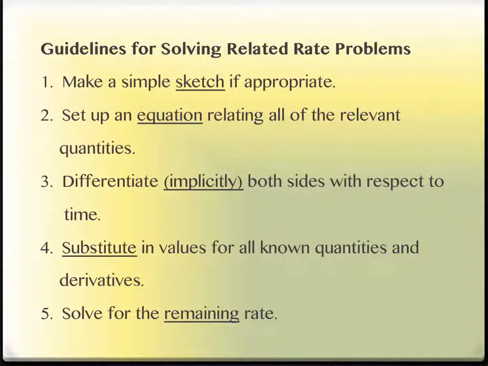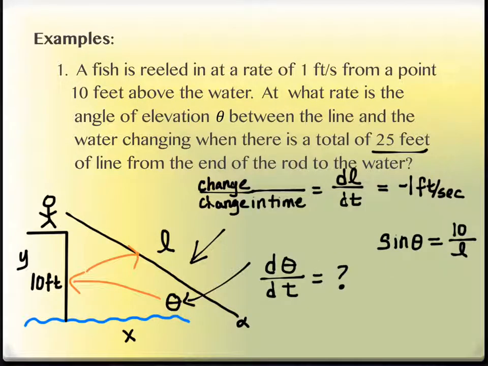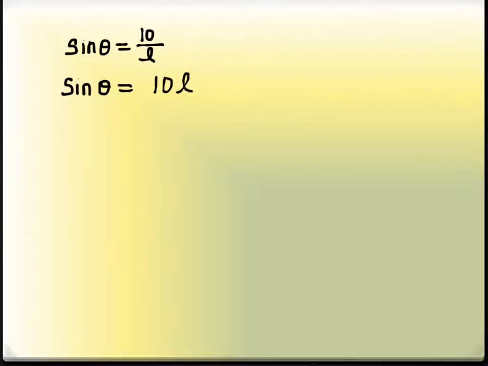Step 3 says that we're going to differentiate implicitly both sides with respect to time. This is where the process is going to change a little bit from what we did before. Okay, I'm going to take this equation. We're going to go to a new screen so that we have a little more space to work. All right, sine of theta equals 10 over L. We can leave it that way. It's okay. But I think it probably would be easier to rewrite this as sine of theta equals 10 L to the negative 1. Then I don't have to use a quotient rule. If you really like the quotient rule, just use it. That's fine. But I just as soon use the power rule if I can.